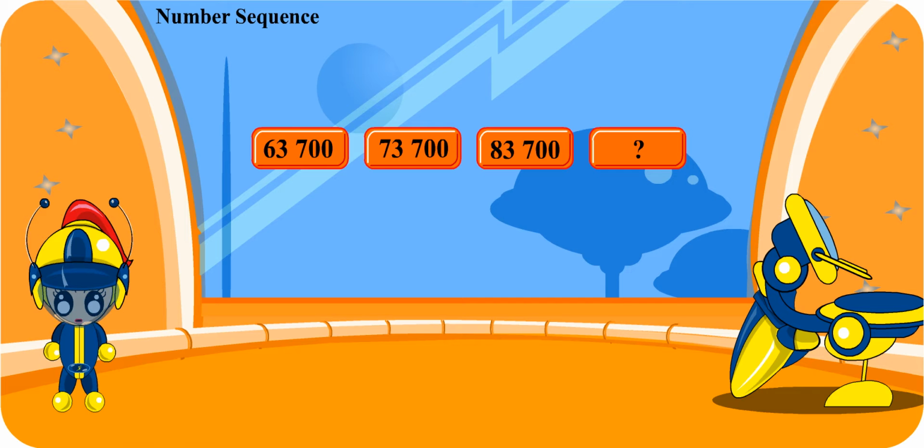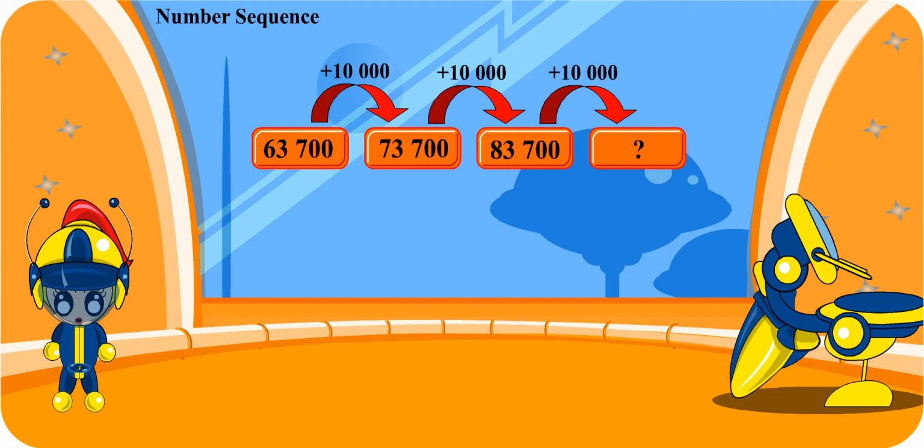Easy. The second number 73,700 is 10,000 more than the first number 63,700. And the third number 83,700 is also 10,000 more than the second number 73,700. Thus, following the pattern, the fourth number must be 10,000 more than the third number 83,700. That is 93,700. Very good, Turbo Girl.